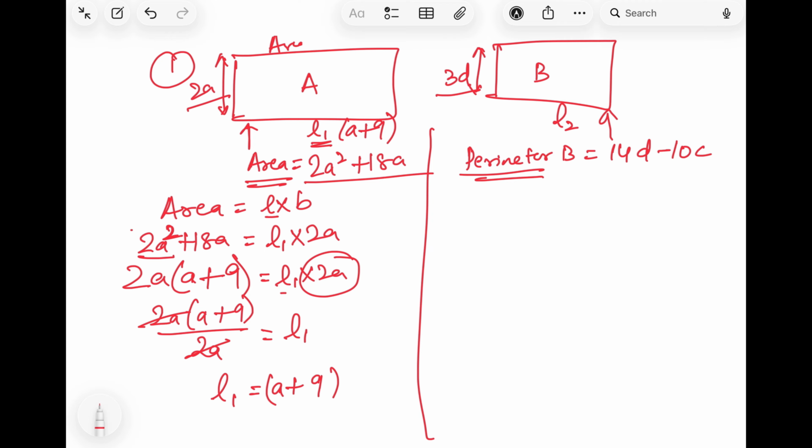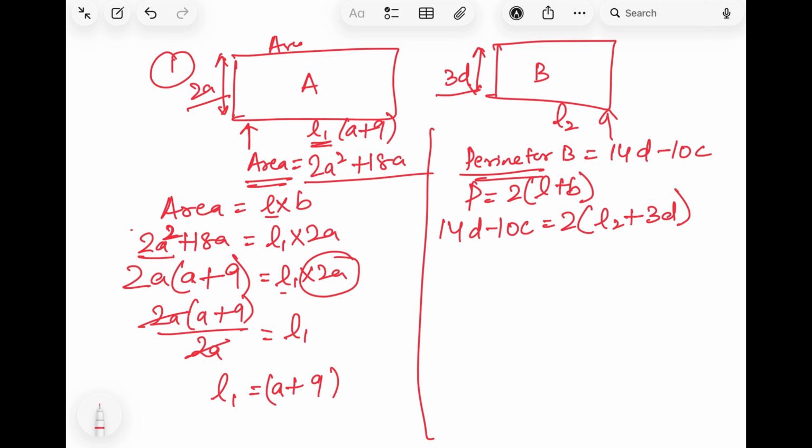Now we will go towards L2. What is the formula for perimeter? Perimeter of rectangle is 2 times (length plus breadth). Perimeter means it is the addition of all the sides, right? Addition of all the sides means length plus breadth plus length plus breadth. So 2 times (length plus breadth). So what is the perimeter? 14d minus 10c is equals to 2 times (L2 plus 3d).